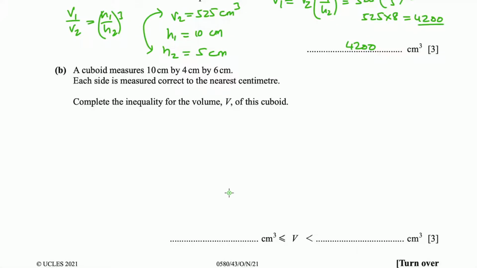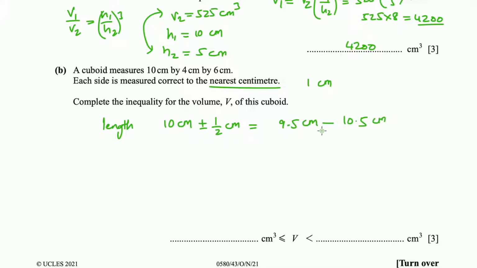Now let us go to the last part. A cuboid measures 10 centimeters by 4 centimeters by 6 centimeters. Each side is measured correct to the nearest centimeter. Complete the inequality for the volume. So length can be from 10 centimeters plus or minus. This is the nearest centimeter, that means 1 centimeter. So you will have half the centimeter. So 9.5 centimeters to 10.5 centimeters.